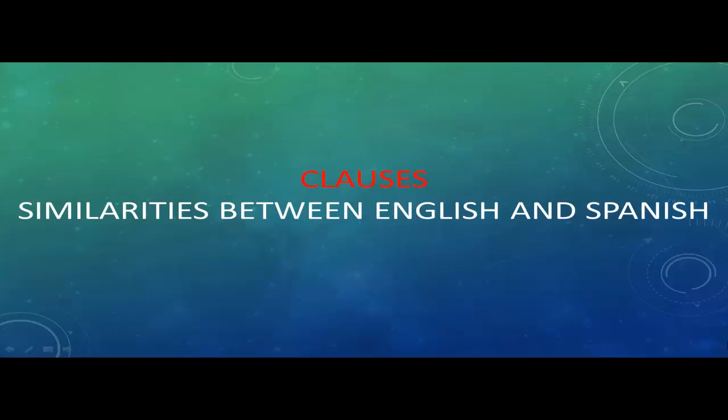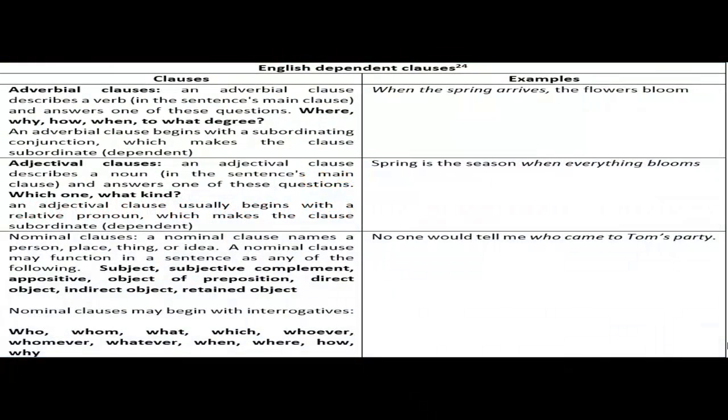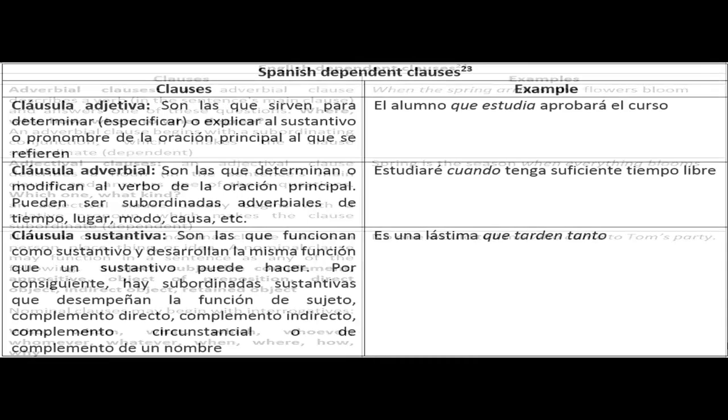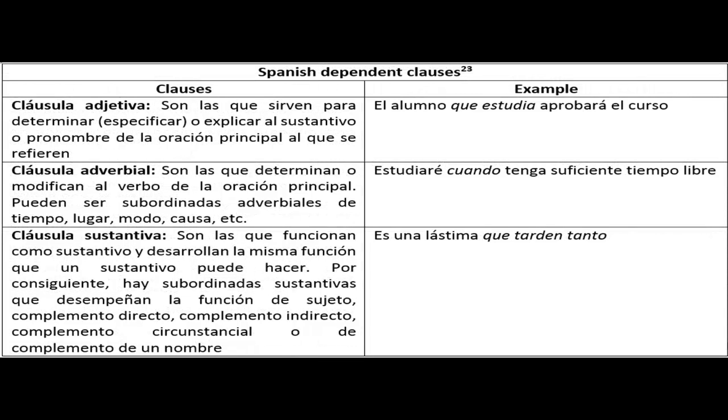One similarity that we have between English and Spanish clauses is that they are divided into 2 types. Both languages have dependent and independent clauses. In English, these are the dependent clauses: adverbial clauses, adjectival clauses, and nominal clauses. And in Spanish are cláusulas adjetivas, cláusulas adverbiales, cláusulas sustantivas.